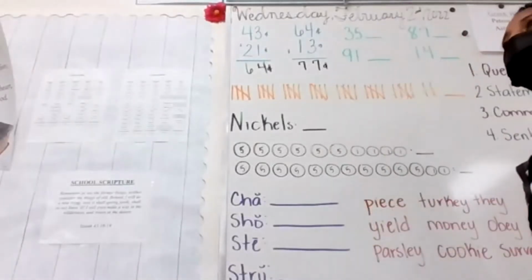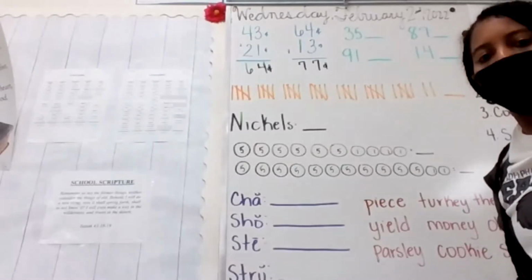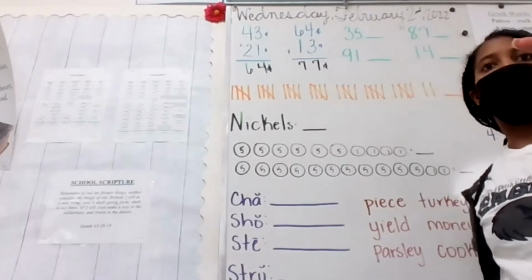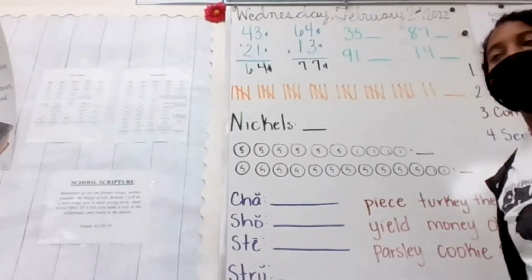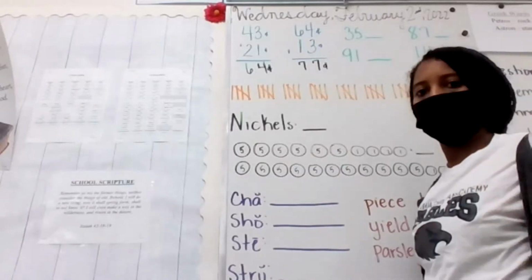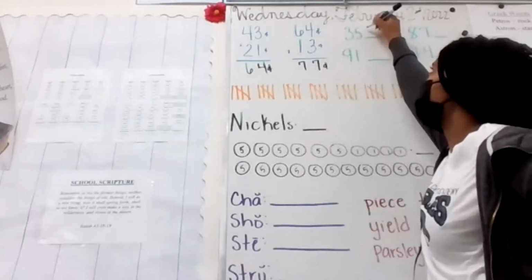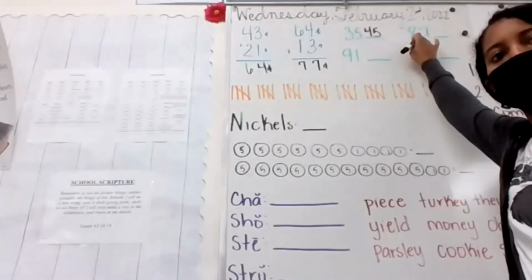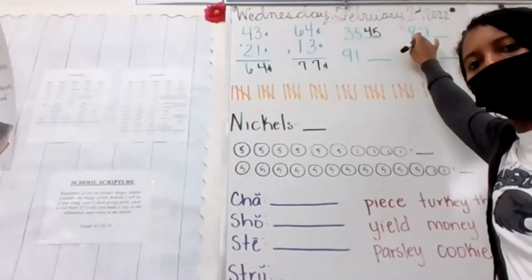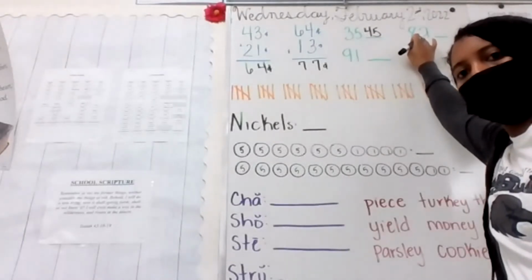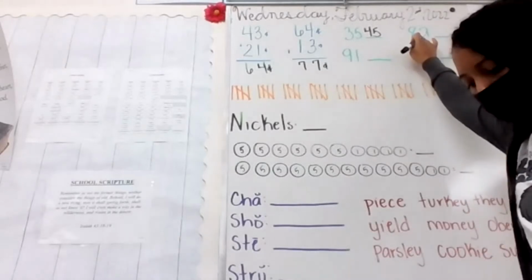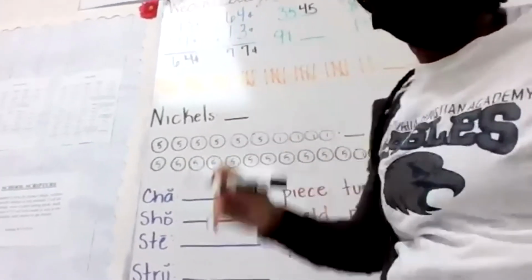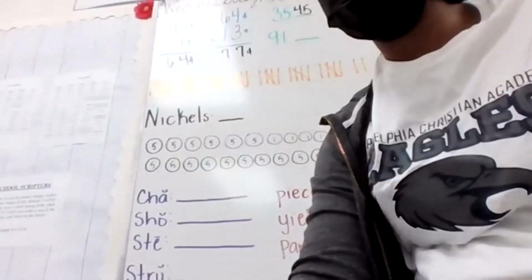So we have 35. That's like if we're counting by tens with 5. What would be 10 more than 35? 45. Okay. 87. What would be 10 more than 87? Unmute. 97.